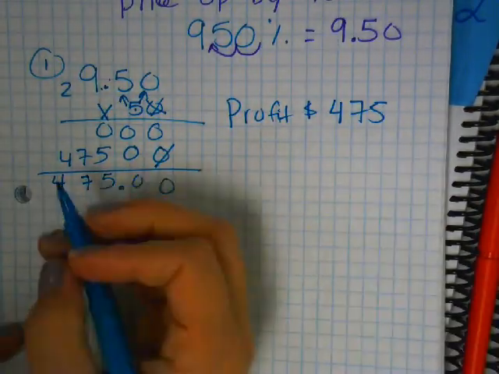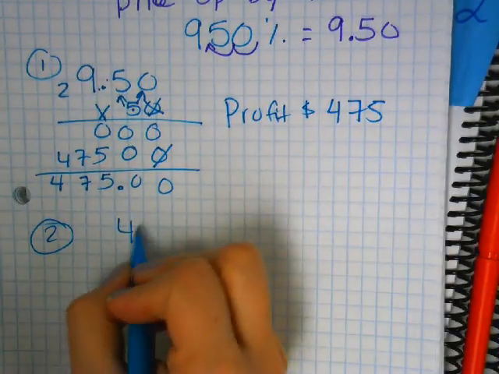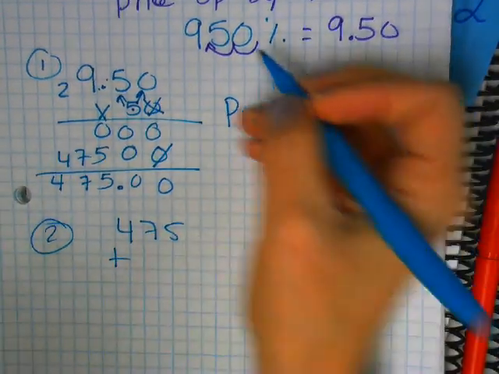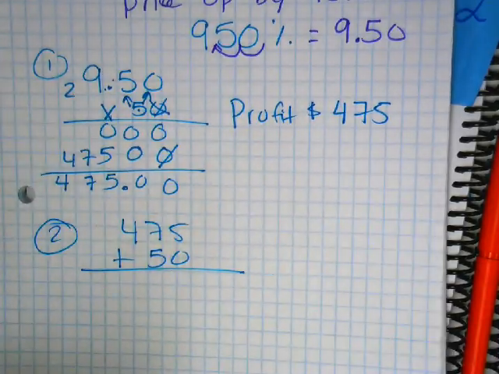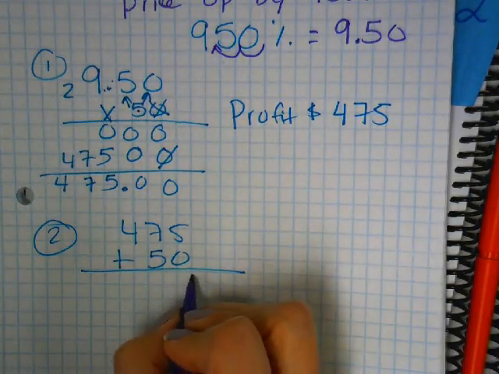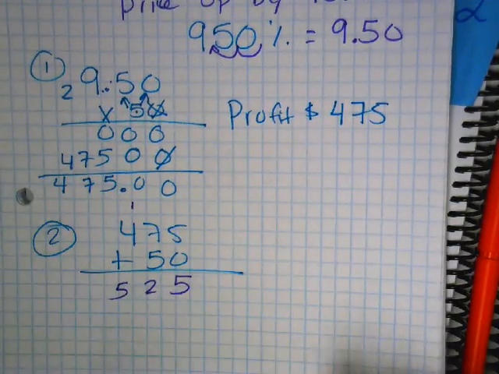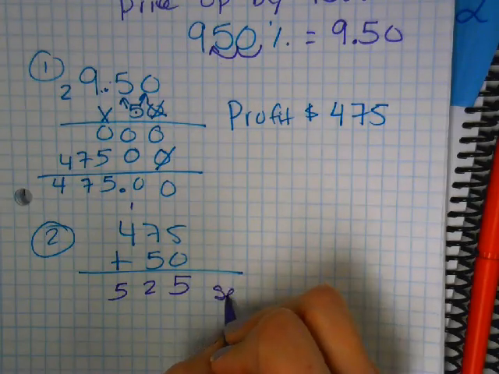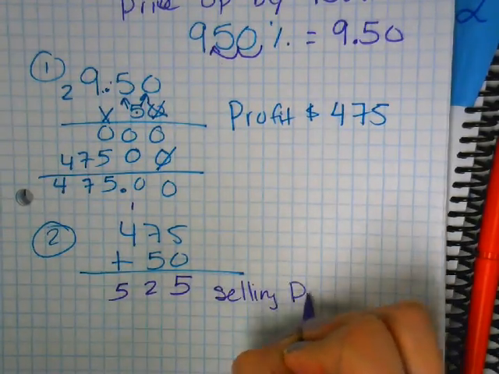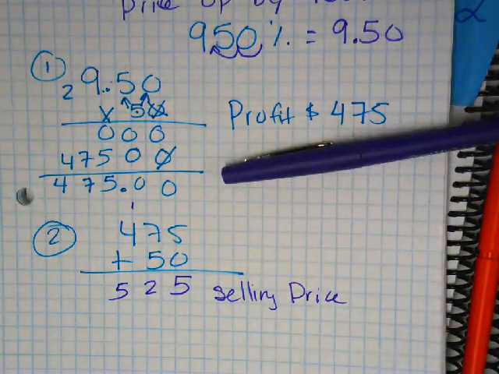Step 2. Take your profit, $475, and add it to your original cost of manufacturing. 525. This is my selling price. And you know it's true. I can Google it, and you know that we can come up with a PlayStation for $525.